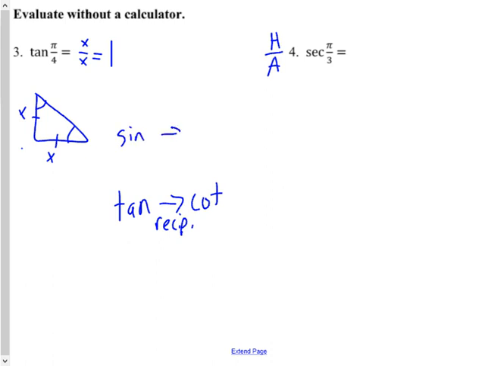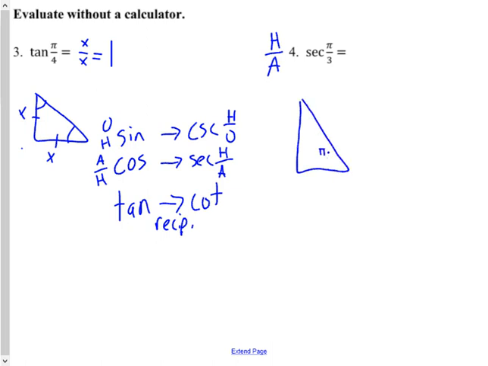Sine doesn't have a co, so it belongs to cosecant. So even though this is O over H, this is H over O. Whereas cosine already has a co, its reciprocal is secant. Right? So even though we have A over H over here, this one is H over A. So again, with pi/3, this is a 60-degree angle, right? So we've got x, 2x, x root 3. What is hypotenuse over adjacent? I get 2.